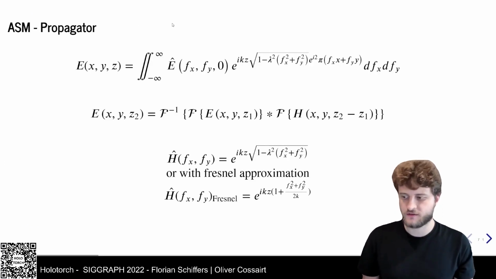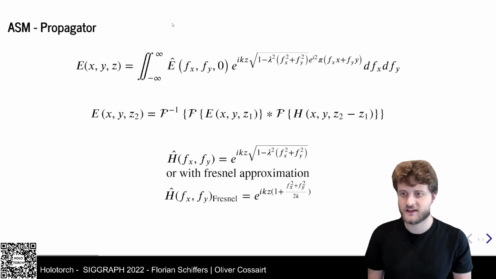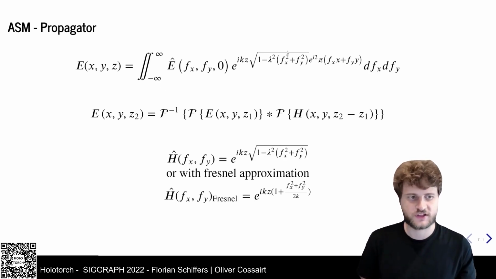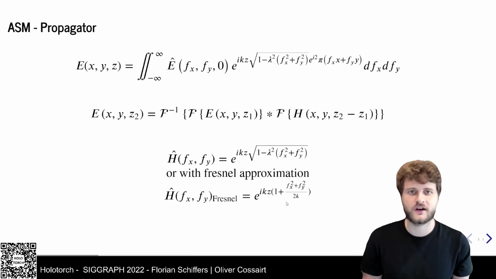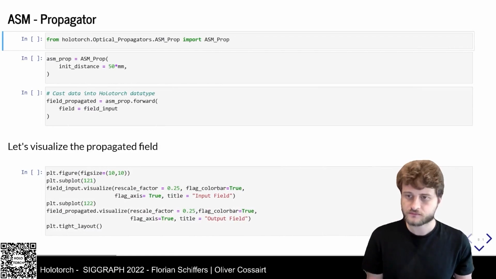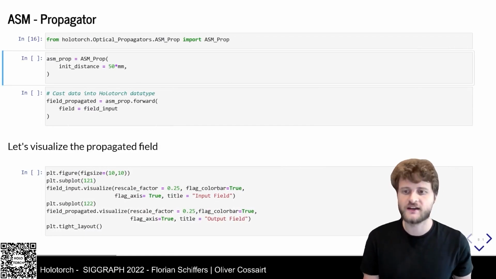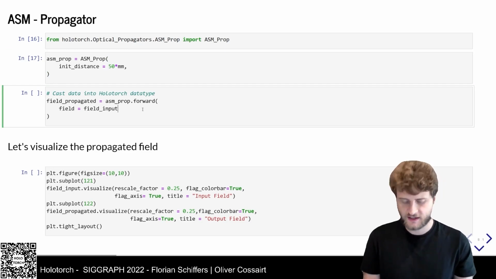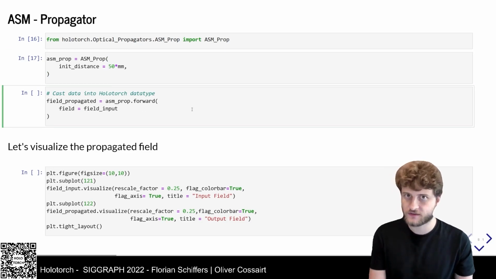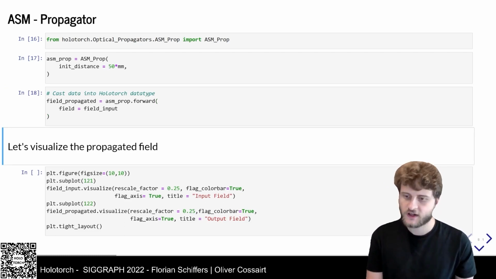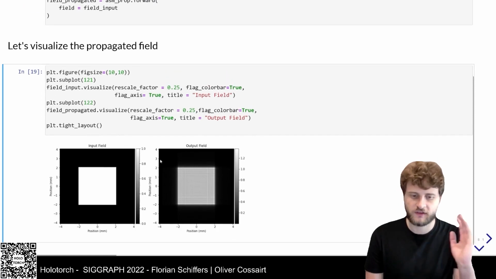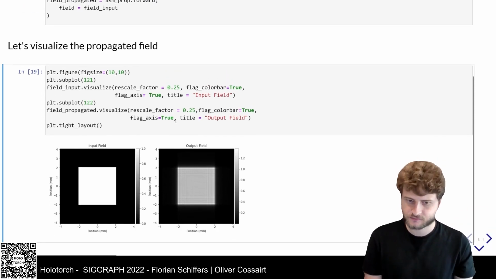Next, I want to start with propagators. So we'll discuss here the angular spectrum method propagator. It's basically this convolution integral. So we're going to discuss now how it can be used in HoloTorch. First, you would import the ASM propagator. You define a distance. We set it here to 50 millimeters, and then you can put the electric field that we've just created through our forward method. So you can visualize this field, and you can see here on the left the input field as we've defined it, and the output field, you see a propagated field with the typical coherent 3D effects.